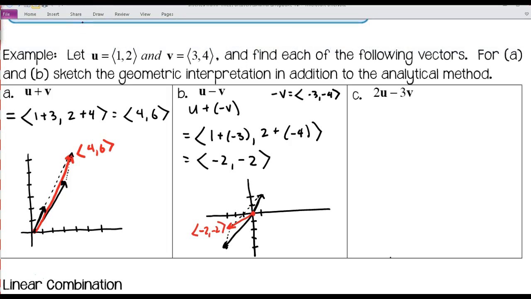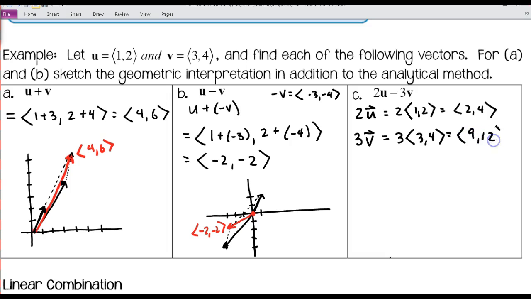For part C, we've got 2u minus 3v. So the first thing that I'm going to do is find 2u. So that's just going to be 2 times 1, 2. So that's going to be 2, 4. And then I'm going to find 3v. So that's going to be 3 times 3, 4. So that's going to give me 9, 12.